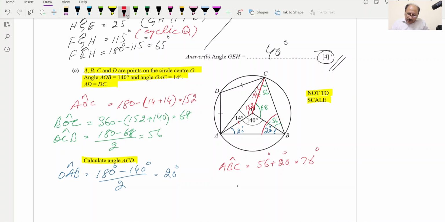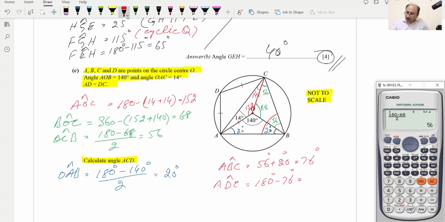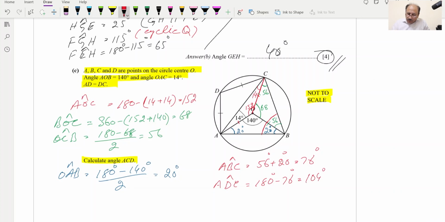So opposite angle ADC, because ABCD is a cyclic quadrilateral, so angle ADC will be 180 minus 76 degrees, and 180 minus 76 degrees is equal to 104 degrees. Now this angle is 104 degrees, so these two angles are equal.